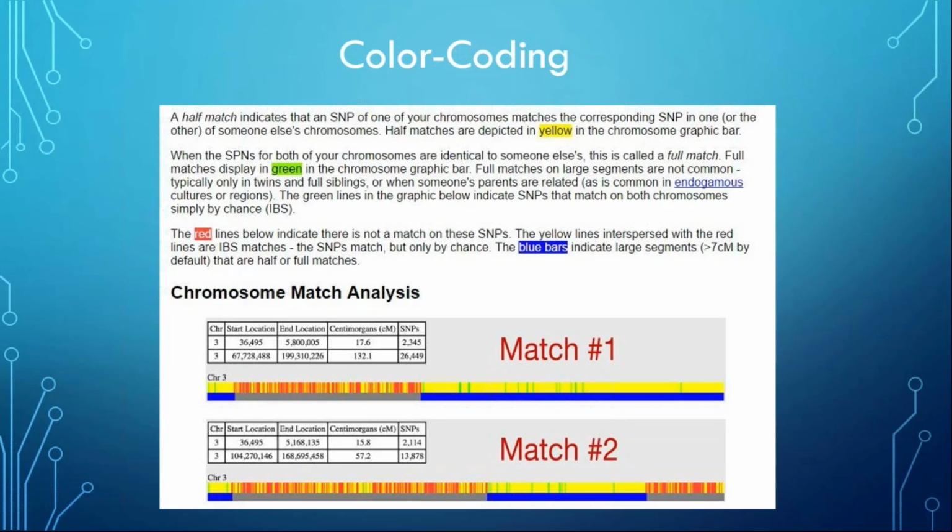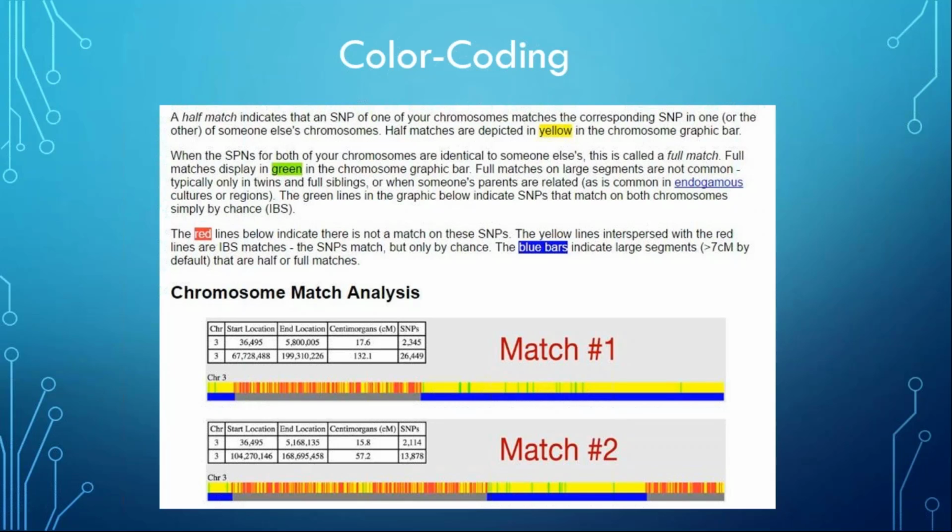Yellow, it says, are half matches. That means it comes from one parent or the other, which is typical. You're going to see a lot of yellow. Green, that would largely apply to endogamous populations. I would love to get the DNA results for one of my Jewish friends so that I could see how many of them are endogamous matches, meaning that mom and dad both have that characteristic in their DNA.